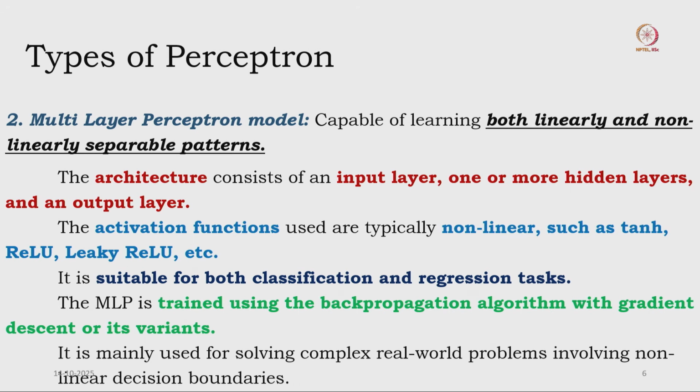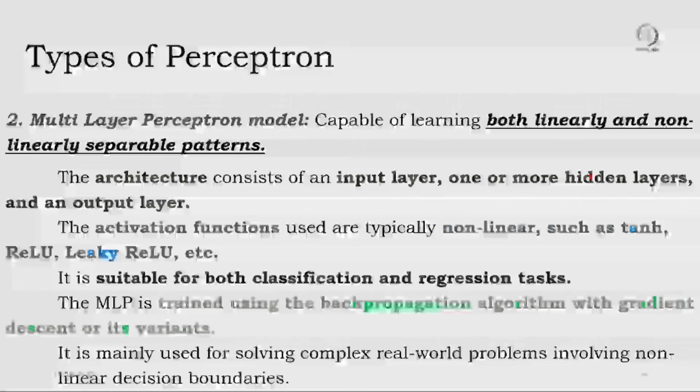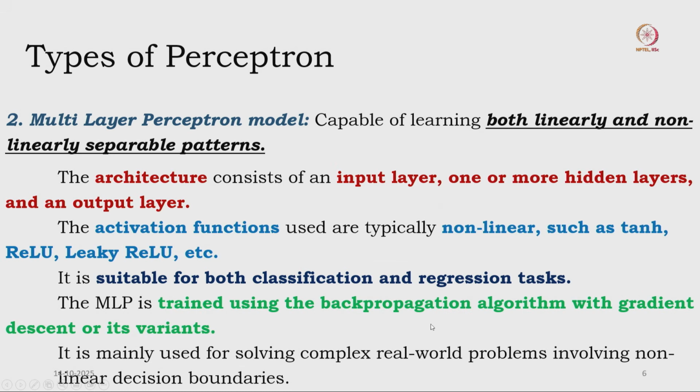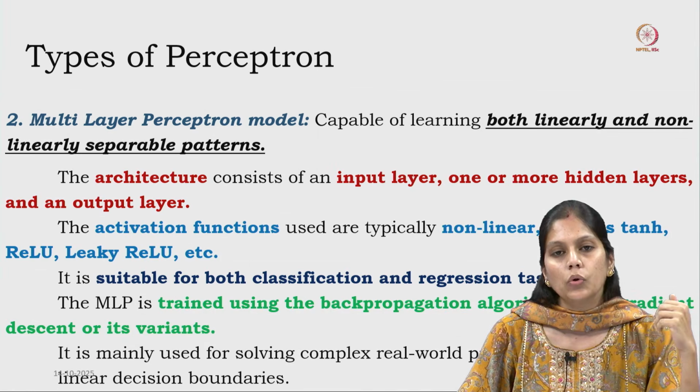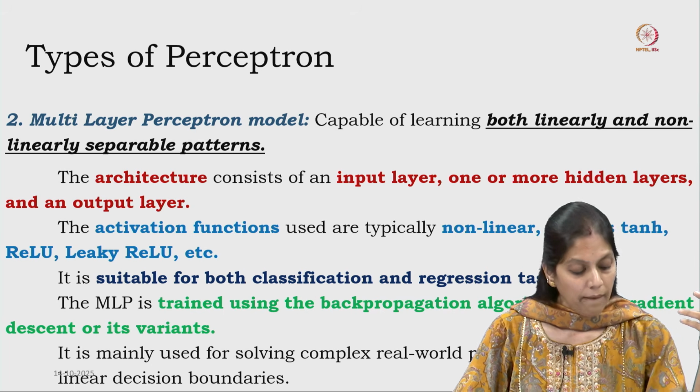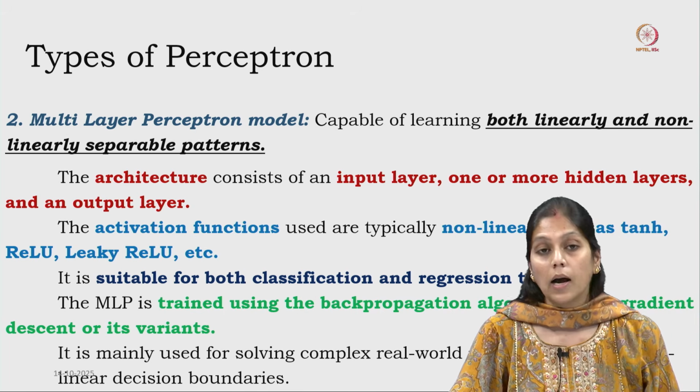In the single layer perceptron we were using a simple perceptron learning rule to update the weights, whereas in a multi-layer perceptron we will be using the back propagation algorithm. You will study it in detail in upcoming sessions, but for now, the multi-layer perceptron uses the back propagation algorithm with gradient descent and different variants of gradient descent to update the weights and the bias. We use it to solve more real world problems where non-linear decision boundaries are involved.